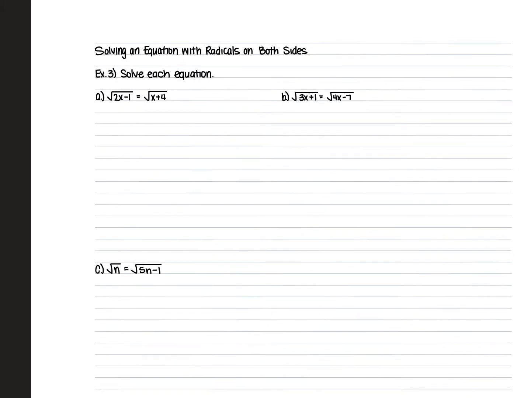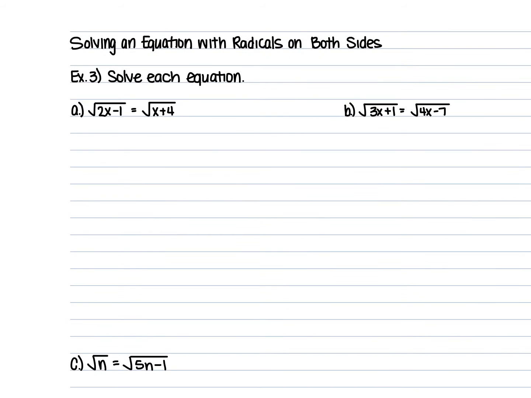For the next set of examples, we are dealing with radicals on both sides of our equation. For example 3a, we are given the square root of 2x minus 1 is equal to the square root of x plus 4. When this happens, you want to take the index of that radical, which in this case, since we're dealing with square roots, is 2, and raise each side to that power. When you do that, it's going to cancel out the radicals on both sides as well as those powers. So we're just going to be left with what's underneath the radicals. So for example A, we'll be left with 2x minus 1 is equal to x plus 4.